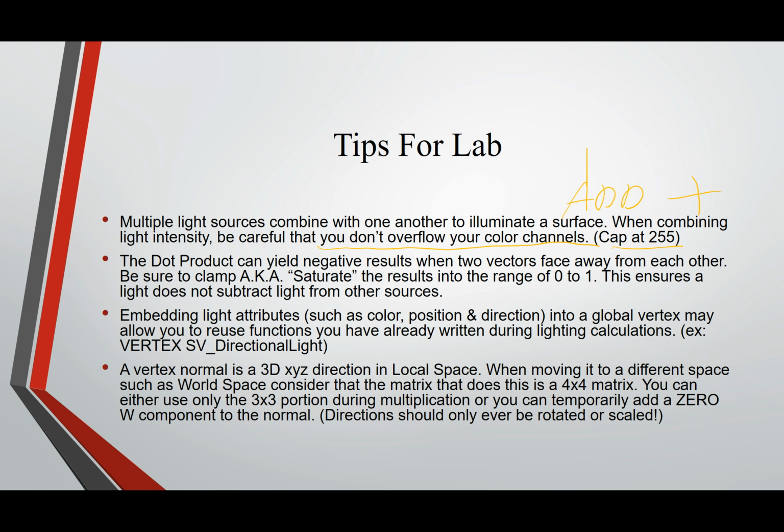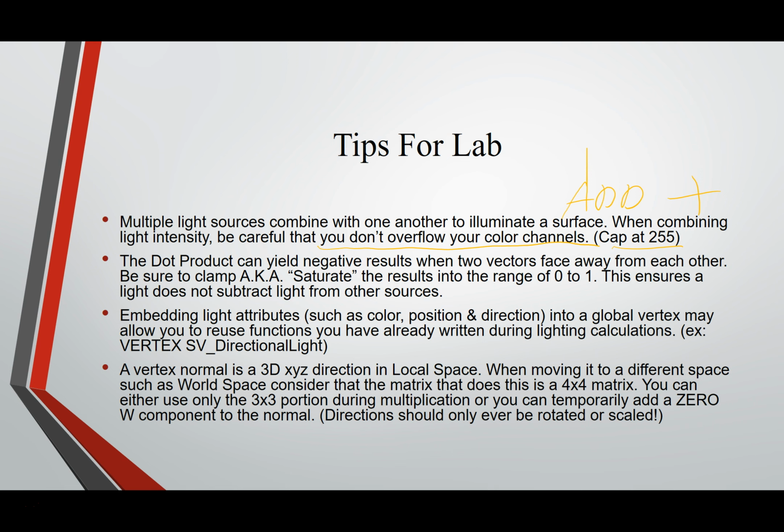Okay. As it says here, the dot product can yield negative results when two vectors face away from each other, so you're going to want to clamp them between 0 and 1. That way you can use the ratios accurately. You don't have to worry about lights subtracting from each other, because you don't want that to happen. You might hear us refer to the term of clamping them between 0 and 1 as saturating them, because this is the function that's commonly used in hardware shading languages like HLSL to clamp values between 0 and 1.